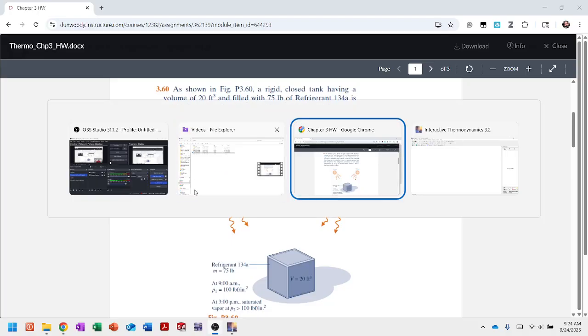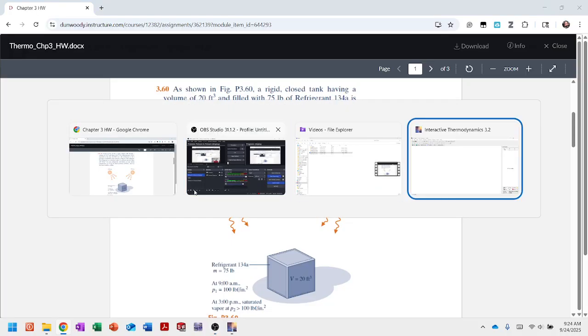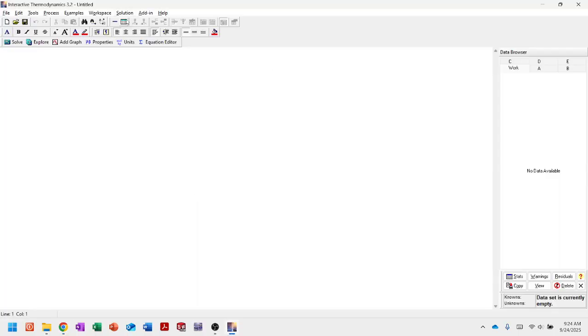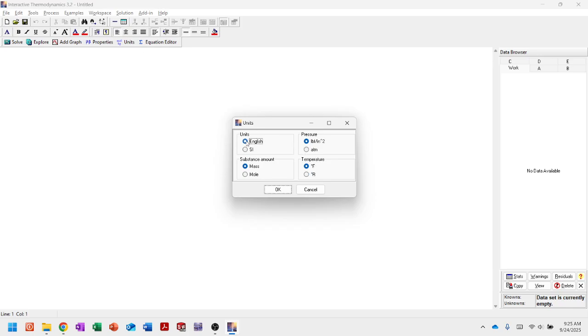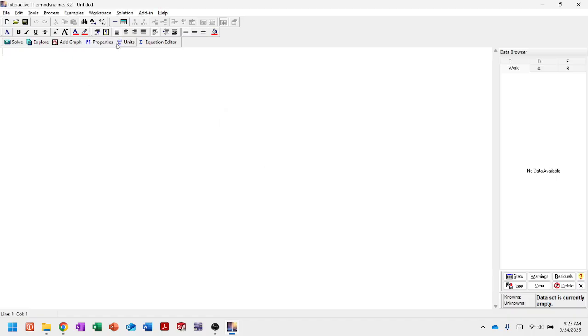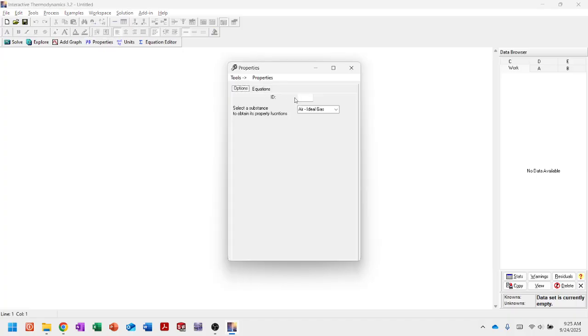There's our Interactive Thermo. When you fire this up, you see the workspace here, with toolbars at the top. First off, we'll make sure we're in English units, and I do want PSI for this one. We'll do it in degrees Fahrenheit. Fantastic. Next we'll get to some properties. I'll say this is material 1, and this is R134A.